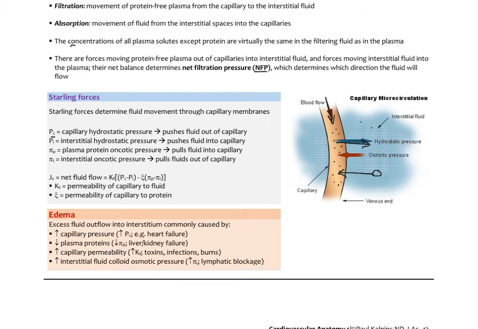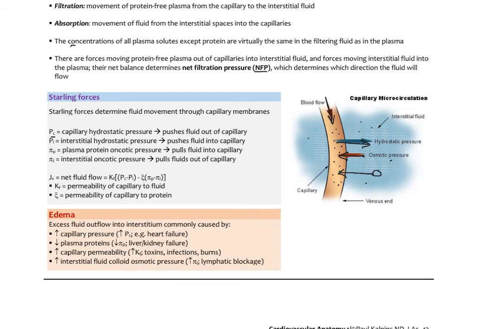And then we have a little bit of albumin out here, but not as much. Because there's a greater concentration of albumin inside the vessel, less outside, there's going to be a force that pulls fluid back into the vessel. And that is the plasma protein oncotic pressure. So that pulls fluid into the capillary.